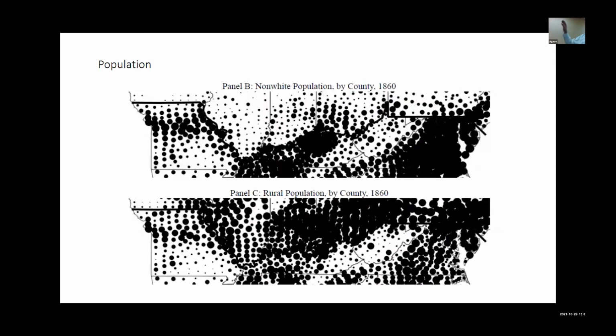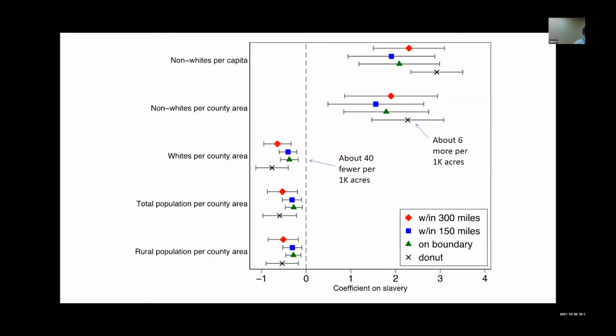Okay, so this is kind of a first stage in the strategy of the non-white population, and you can see that there's much more non-white population on the southern side of the border. And then you can look at the rural population, and you'll observe, as many people observed in more localized studies, the density is much higher on the northern side of the border. And so then you can translate it into regression coefficients. On this side will be the coefficient for being on the slave side. On the other will be the coefficient for being on the free side.